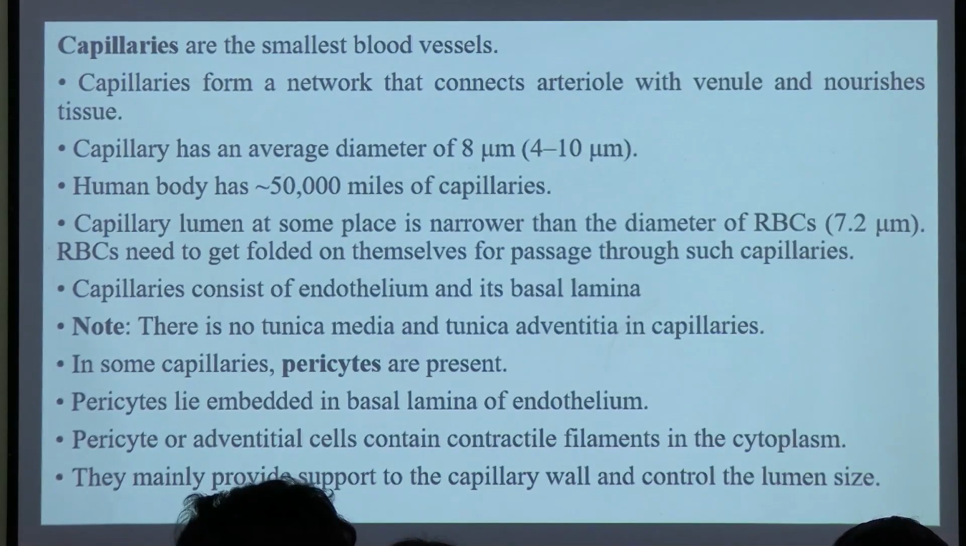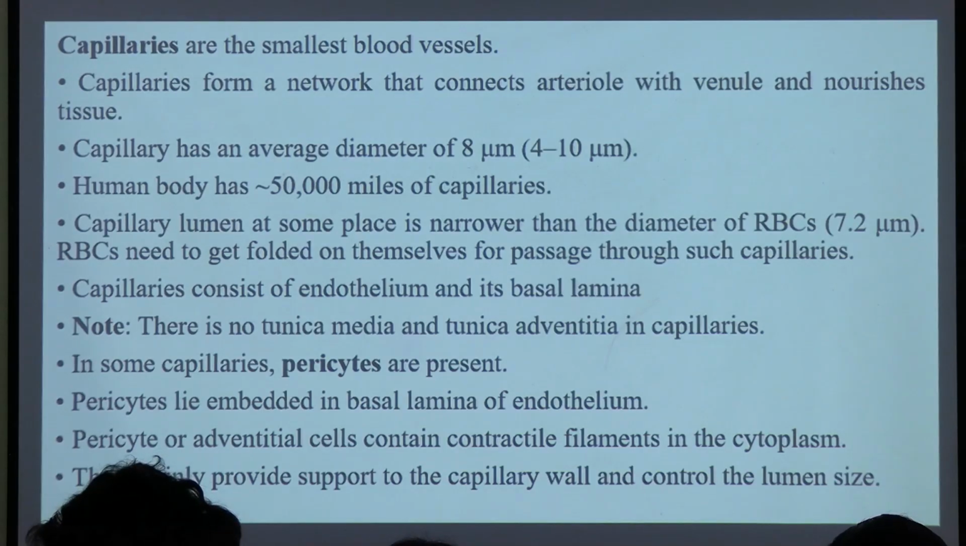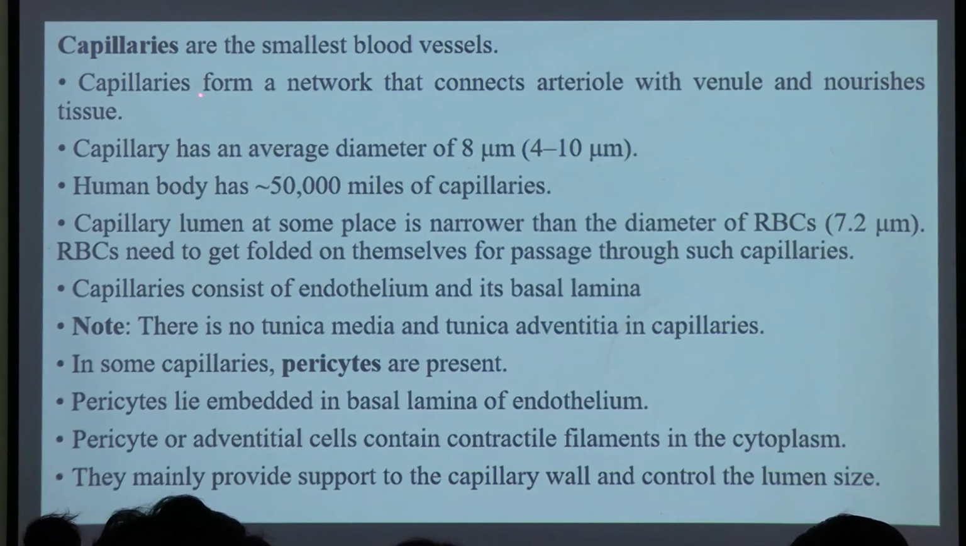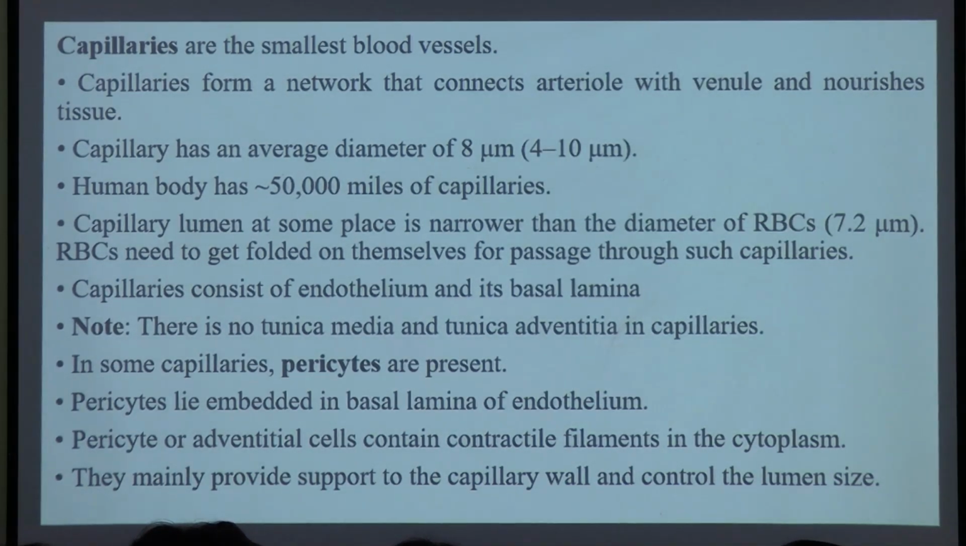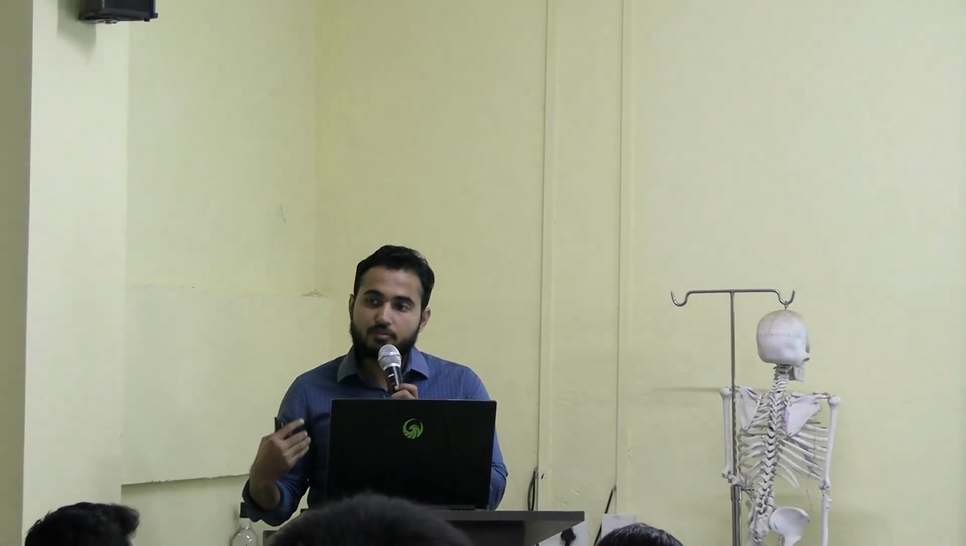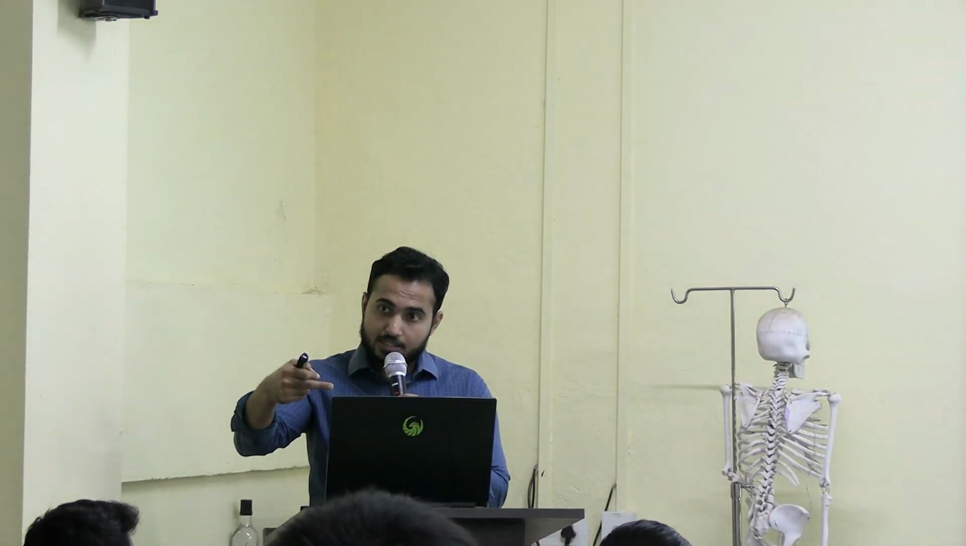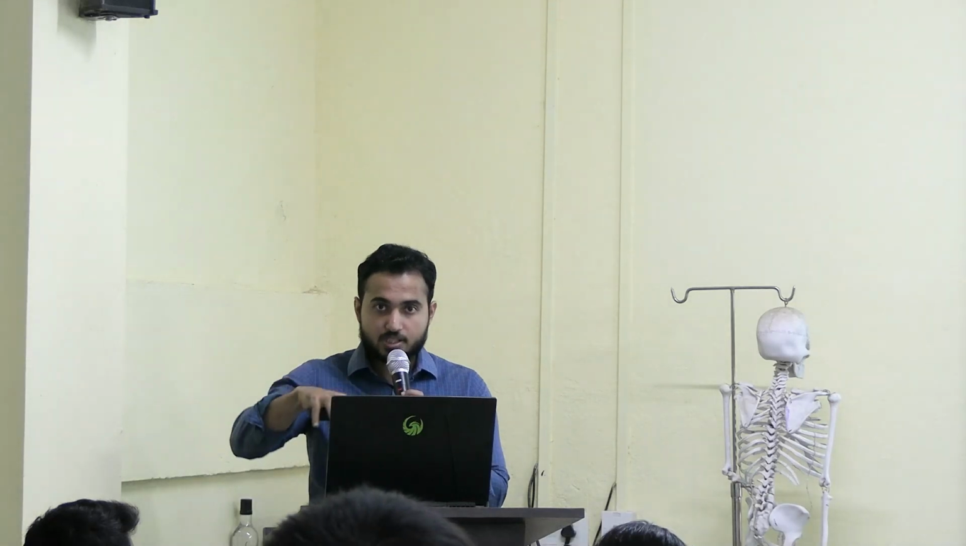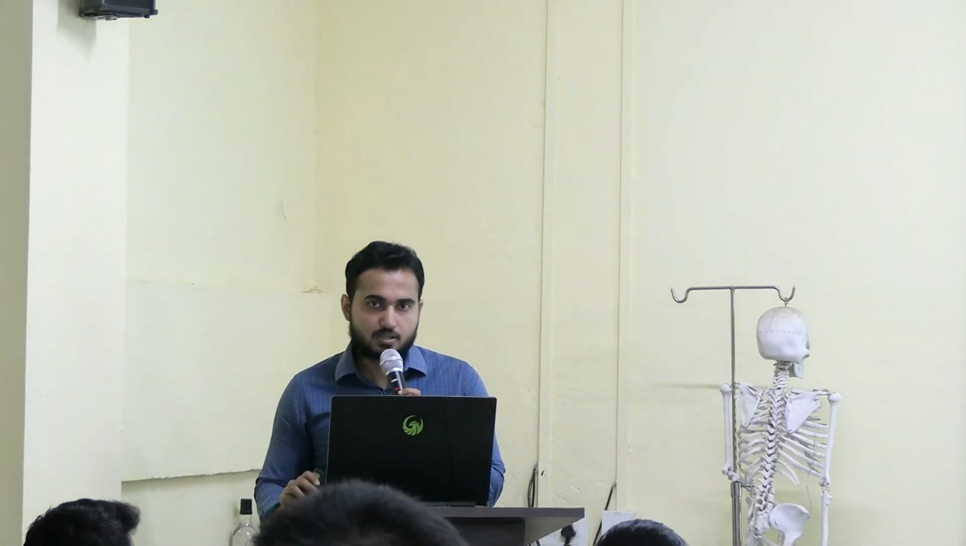So you know what capillaries are, and just now I have shown you the diagram also. Capillaries are the smallest blood vessels of our body. Now if you see the capillaries, they form a network that connects the arteriole and venule. तो artery में सबसे छोटा कौन होता है? Which is the smallest one? Arteriole. Vein में सबसे छोटा venule. तो in between the arteriole and venule, the connection is made by the capillary plexus.